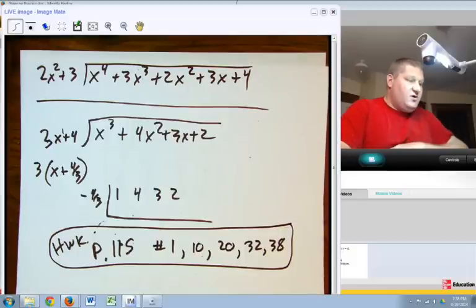Okay, just a few problems for homework for you. Page 115, all those numbers, and all synthetic substitution is using synthetic division to determine if a particular option is a factor. So synthetic substitution, synthetic division, one is the name of the process, one is the process itself. So don't get confused by the change in terminology. But by the way, it's also in your book.